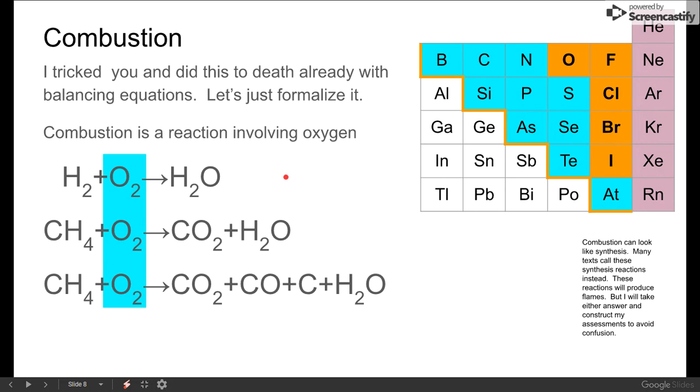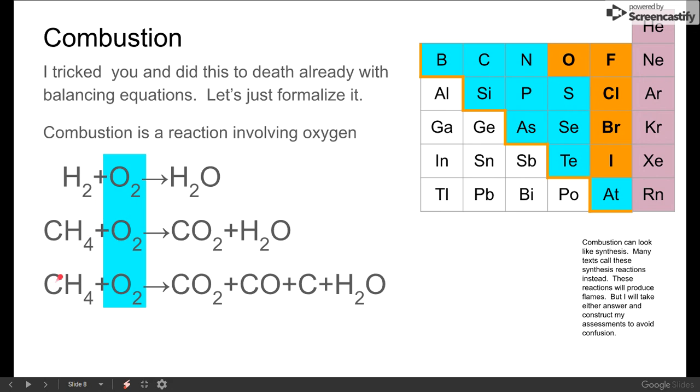The general dead giveaway of a combustion reaction is the plus O2. If you see that, no matter what happens on the other side, it's combustion. This looks very much like synthesis. Two separate things became one. But when you burn methane, two separate things remain two. And I've seen students call that double displacement.